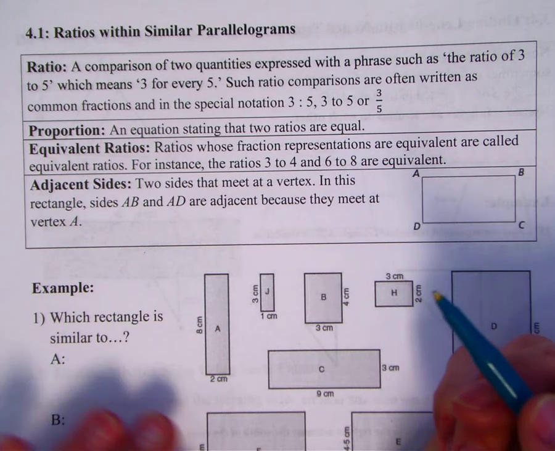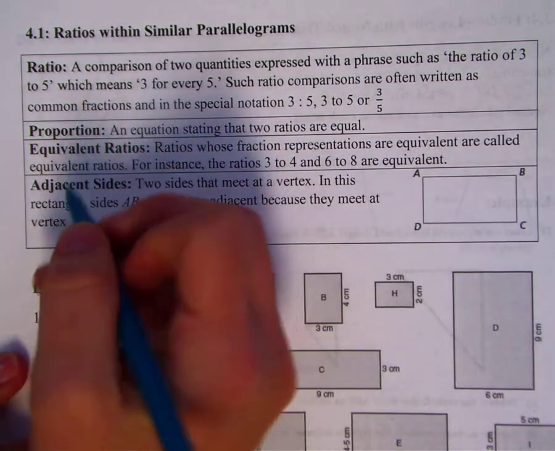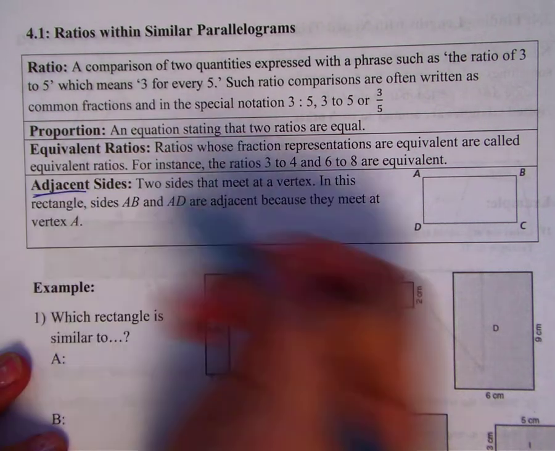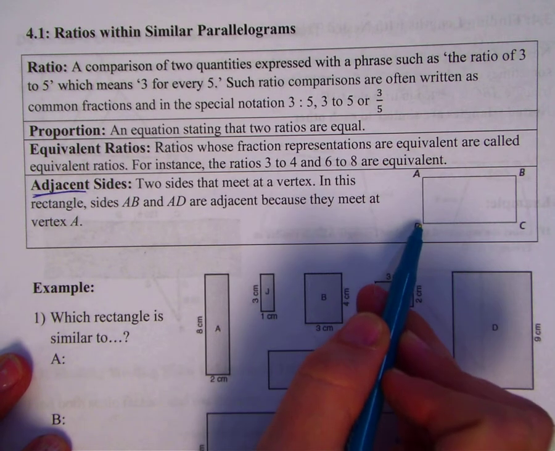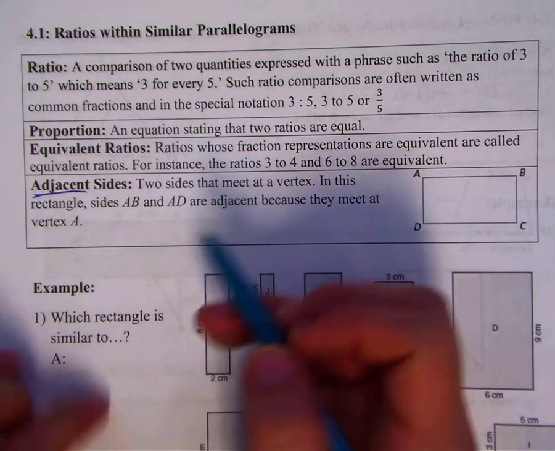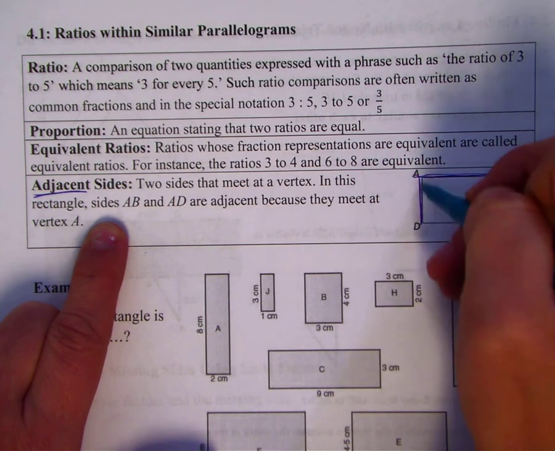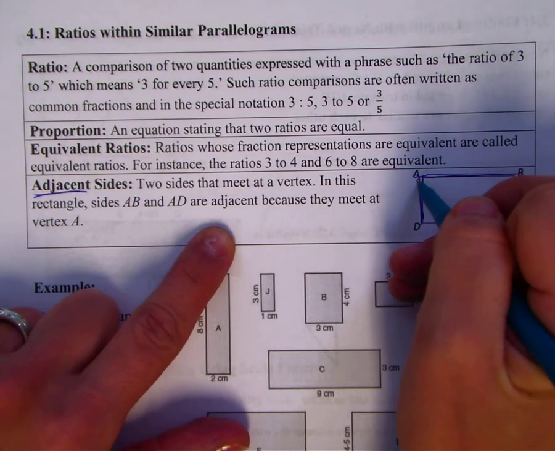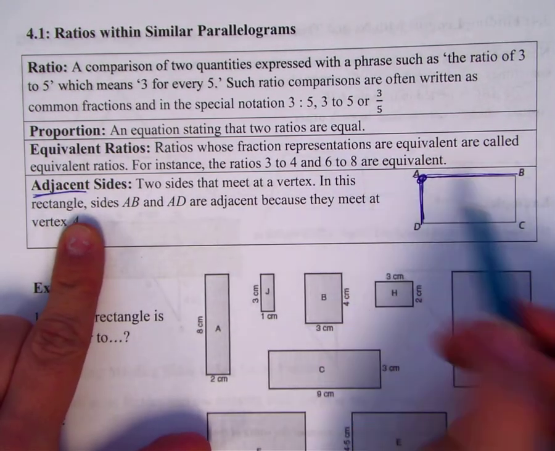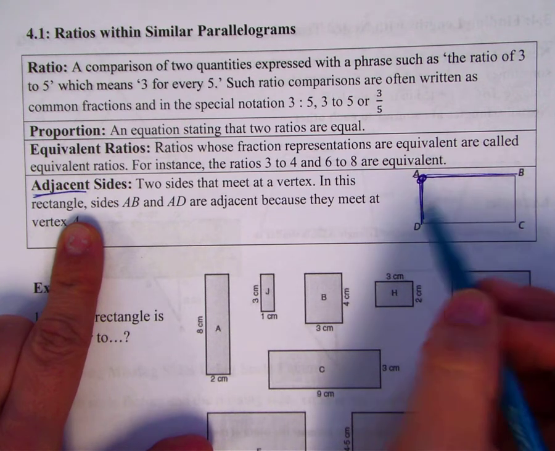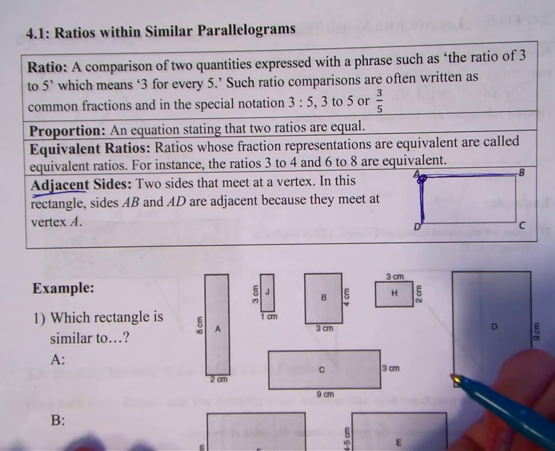And then another big vocabulary word is adjacent sides. We talked about adjacent angles earlier. Adjacent sides are just when you have two sides that meet at a vertex, so they're going to share that corner in common. So in this rectangle, sides AB, right here, and sides AD are adjacent because they meet at vertex A. Really the word adjacent just means next to each other. So they share a corner, but they are also next to one another. We're going to specifically look at adjacent sides a little bit today.